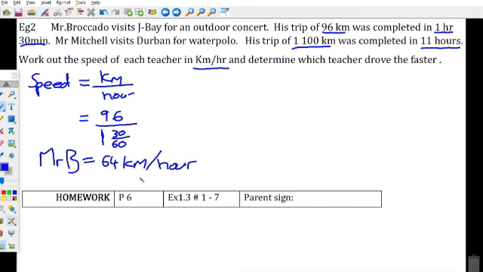Now let's look at compared to the other one. We're going to have 1,100 kilometers divided by how many hours? Just 11 hours.